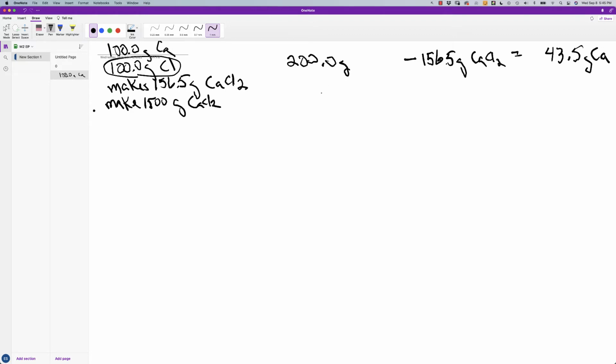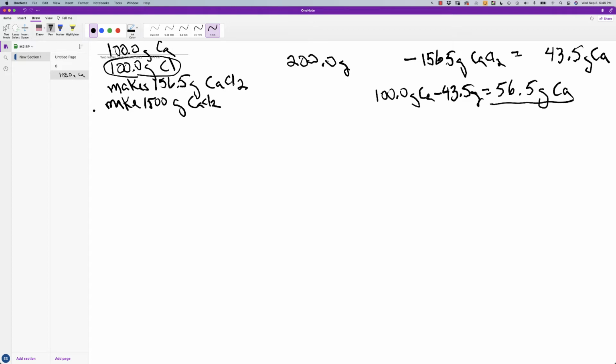So to find out what we did use, common sense tells us if we used 100 grams of chlorine and the total mass is 156.5, then obviously there's 56.5 grams of calcium that's being used. We could also do that if we just subtracted the 100.0 grams of calcium minus the 43.5 grams that we did not use. And that, of course, gives us 56.5 grams of calcium. So this is what we used.